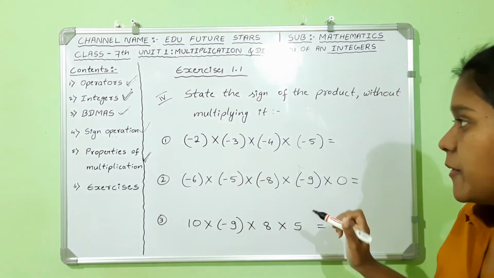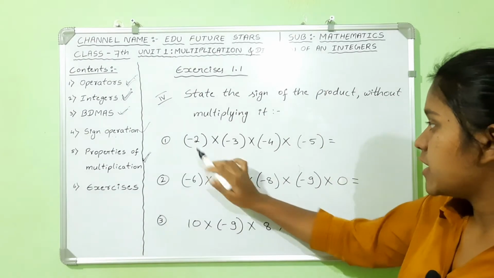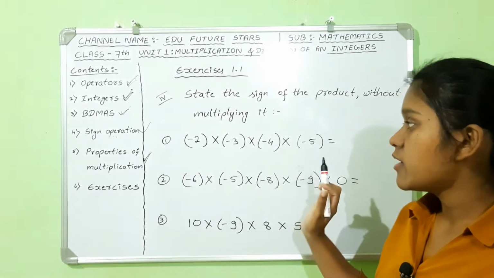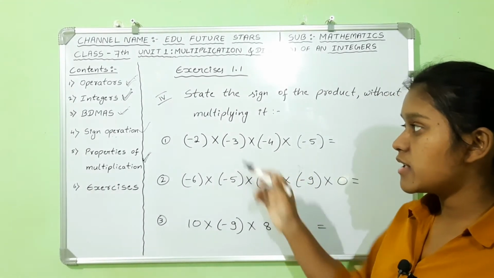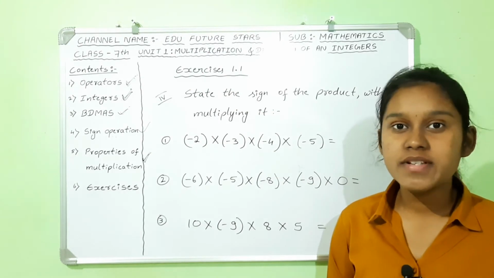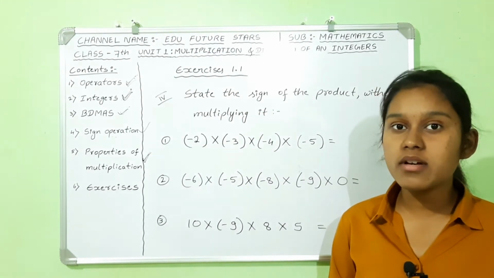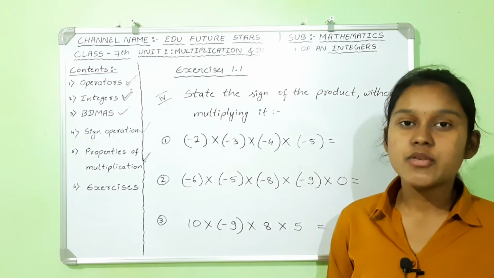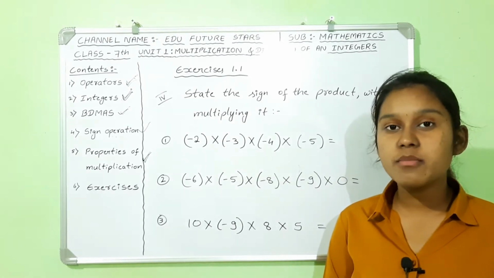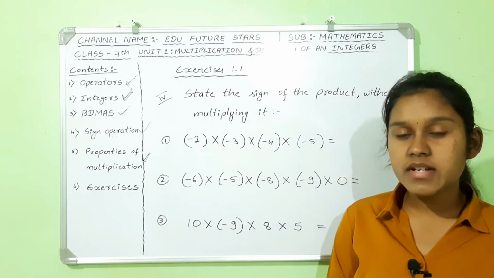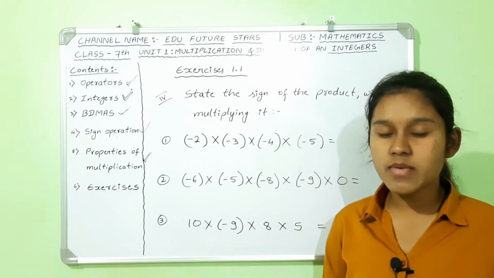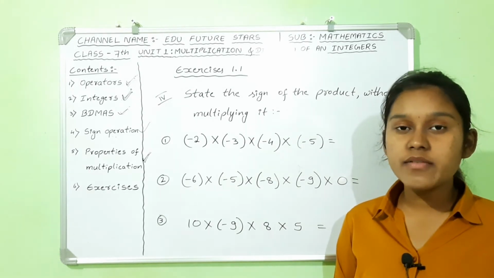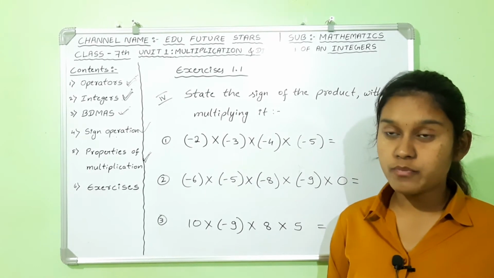Okay, let's see here. We have the first question: minus 2, minus 3, minus 4 and minus 5. No need to multiply all the values. What we have to do, we already learned in sign operations. I'll give one hint for the sign operation, which will be helpful for problems like this. The hint is, when you have an even number of negative values, the result will always be positive. Just keep in mind, this is very important. And when you have an odd number of negative values, the result will always be negative.